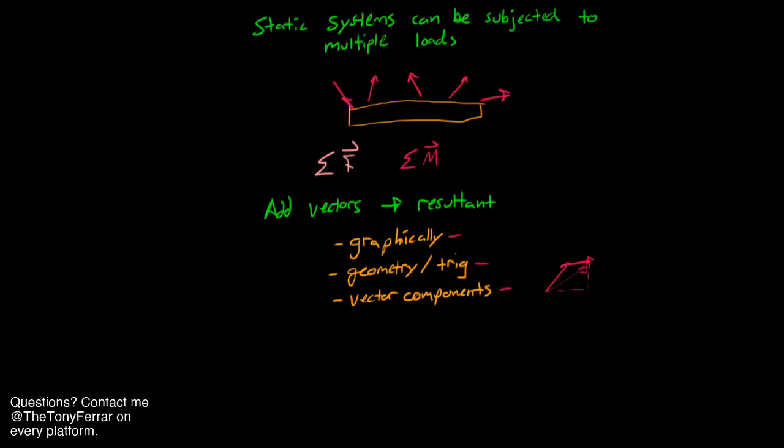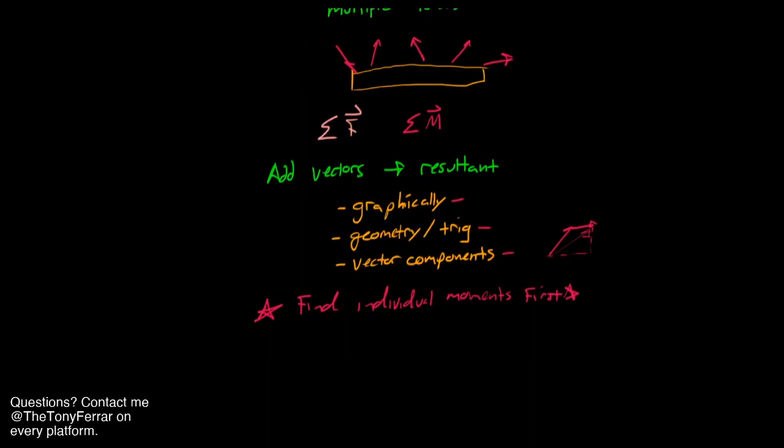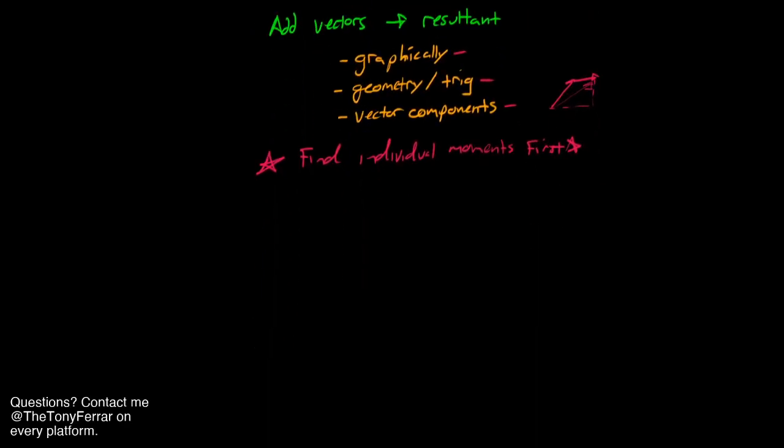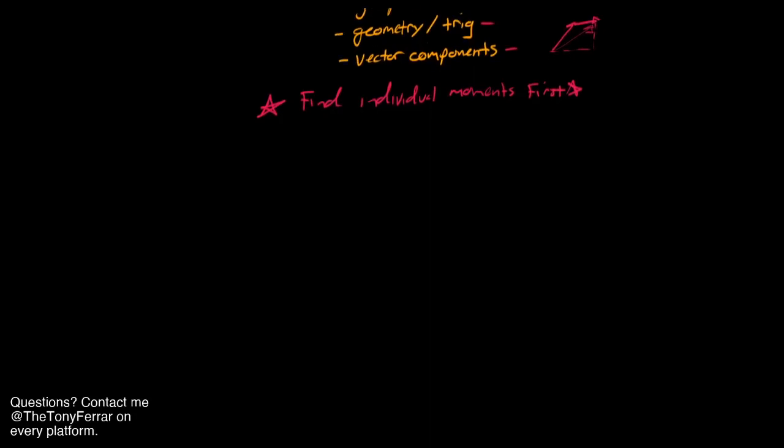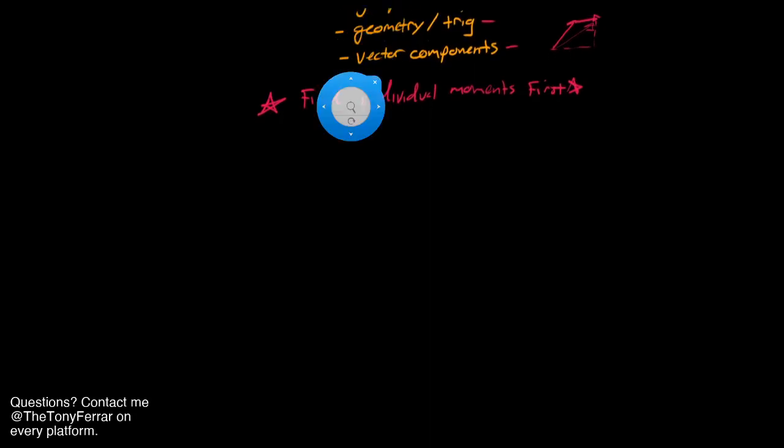Keep in mind, if you want to draw a star on something, this would be it. We have to find the individual moments first. And the reason for this is that depending on what location we decide to sum our moments about, the applied forces create individual moments, and we can't just add them together at the end.